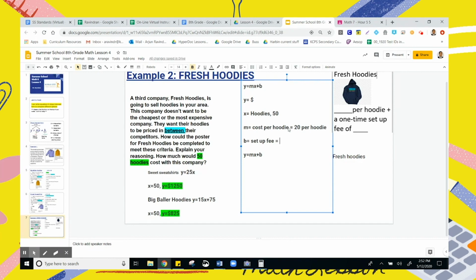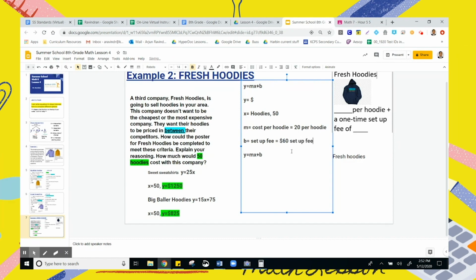Sweet Sweatshirt had a $0 setup fee. Big Baller Hoodies had a $75 setup fee. So, what is the setup fee that we should use? Well, you can choose any one that you want. I'm going to go with, let's say they charge a $60 setup fee.